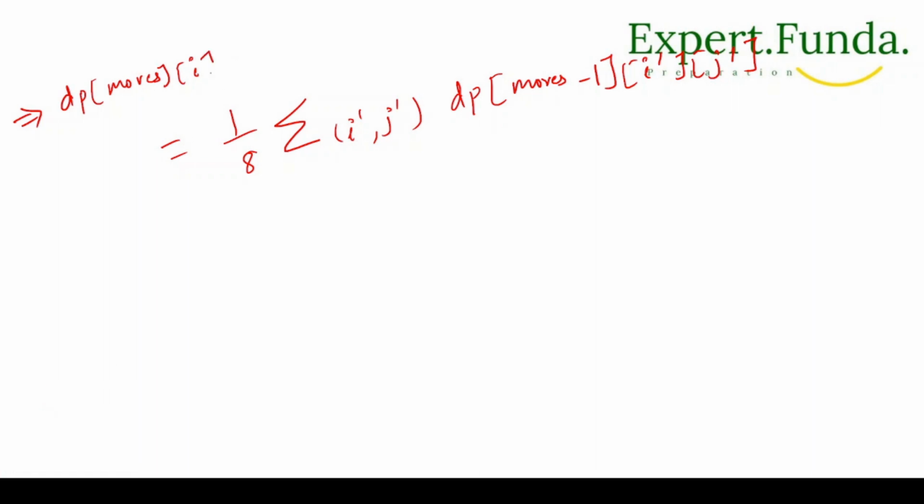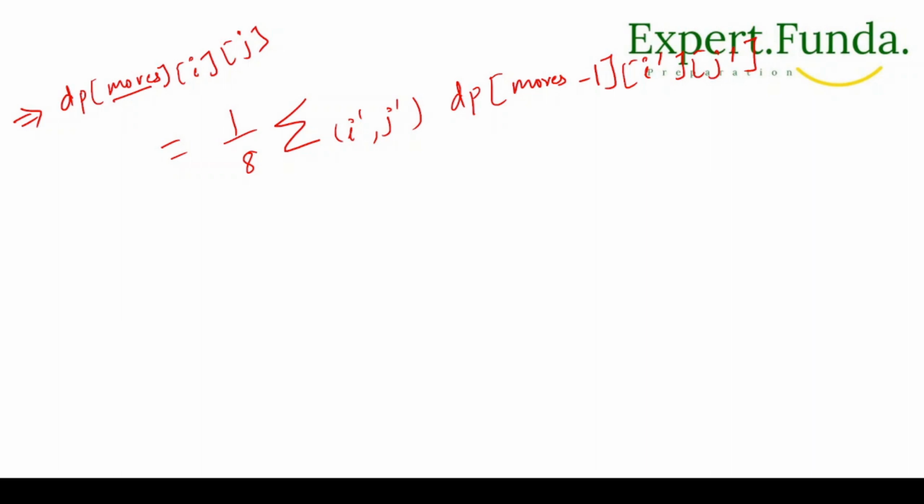So I'm talking about i and j moves, right? For moves, i and j, we have from the previous one 1 by 8 of moves minus 1. For each direction, we calculate the probability for reaching cell i and j from the neighbor cell i dash and j dash in their previous moves. So in the previous moves, we are coming from the i dash and j dash cell, right?